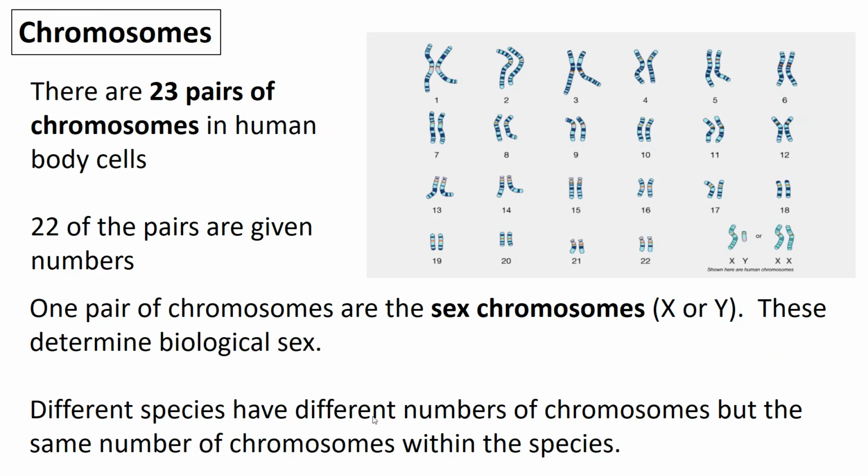So if you're a boy, you inherit the XY, and if you're a girl, you inherit 2 X chromosomes. Different species have different numbers of chromosomes, but the number of chromosomes is always the same within the species. So for example, humans have 23 pairs of chromosomes, and all humans should have 23 pairs of chromosomes, whereas another species might have a completely different number of chromosomes.